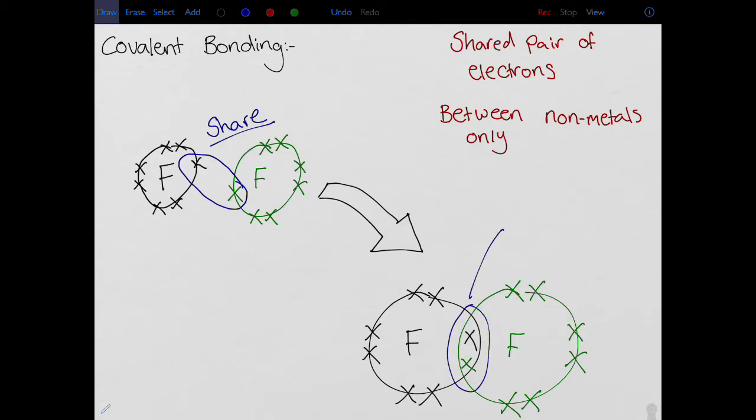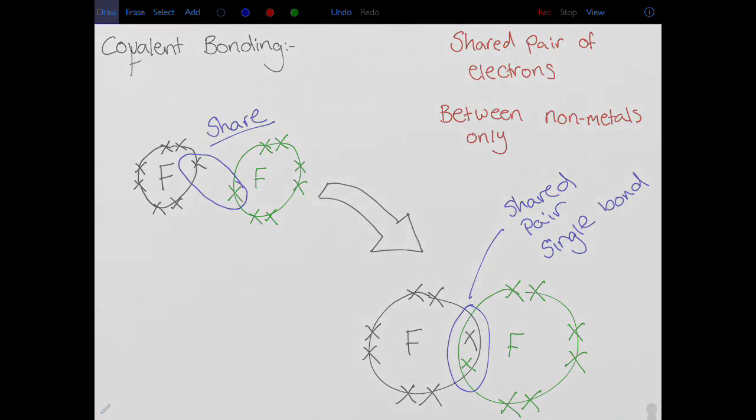So here we have the single pair. It's a shared pair of 2 electrons. And that one pair is equivalent to a single bond. So fluorine has a single bond between it. This is why the formula for fluorine is F2.